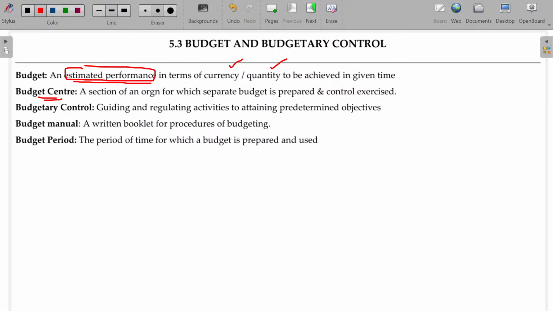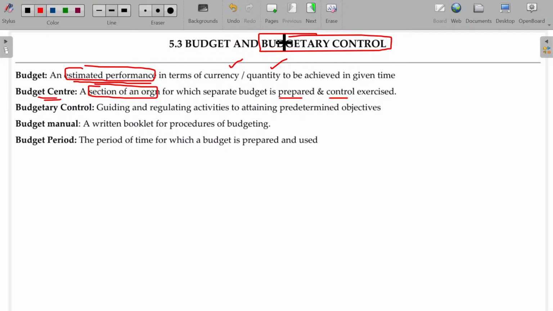What is called a budget center? It is a section of the organization. It's meant for preparing and controlling the budgets. What could be the expected quantity to be purchased, produced and sold in the coming days? All these things are planned in the budget center. So what you are supposed to produce or sell will be called the budget, and planning those things happens in the budget center department.